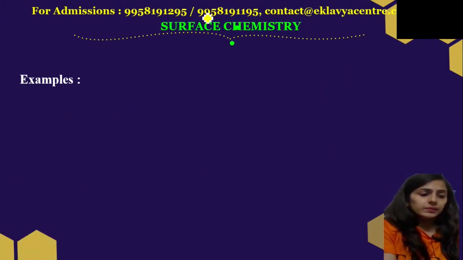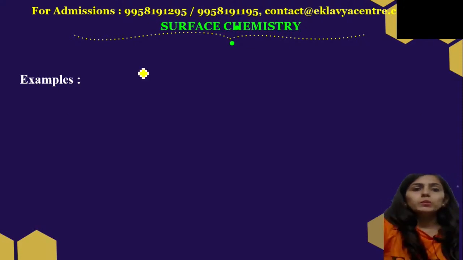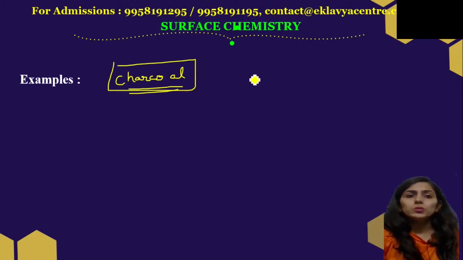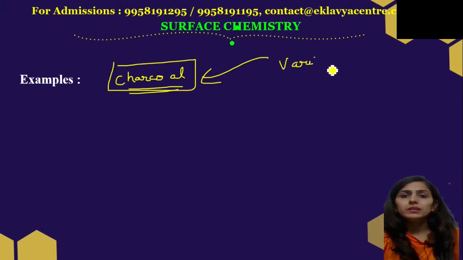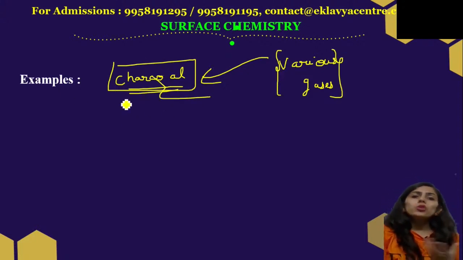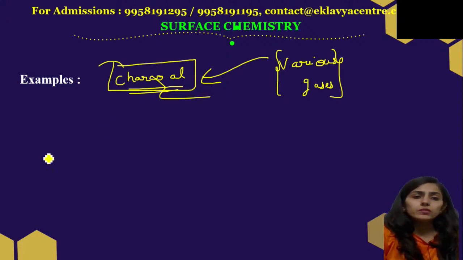See, what are the examples? We know that we have charcoal that's made from carbon. Now this charcoal is used to adsorb various gases, like for purifying gases, we use charcoal. Yes, this is an example of physisorption. And silica gel, chalk powder, these are all examples of physisorption. Now let's talk about chemisorption.